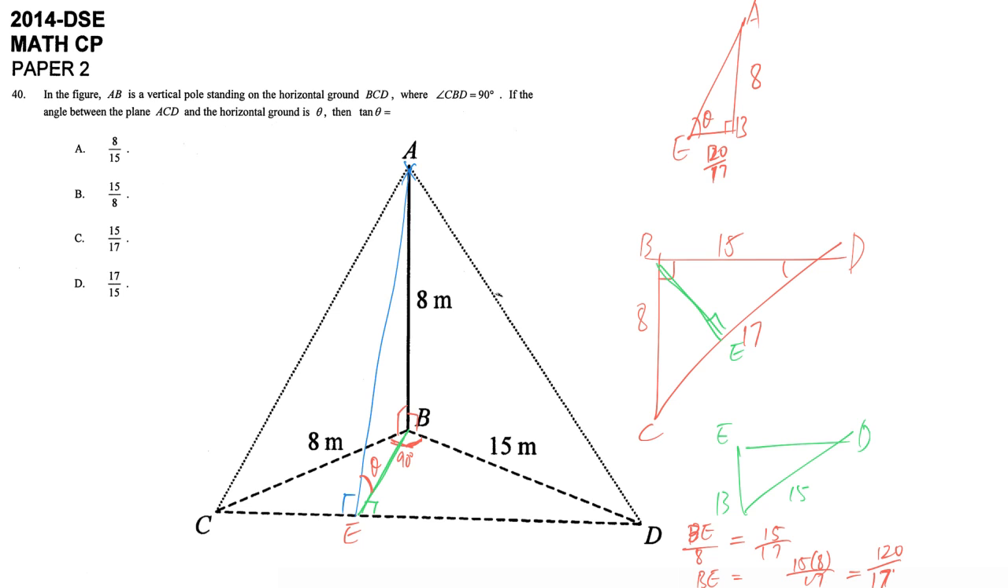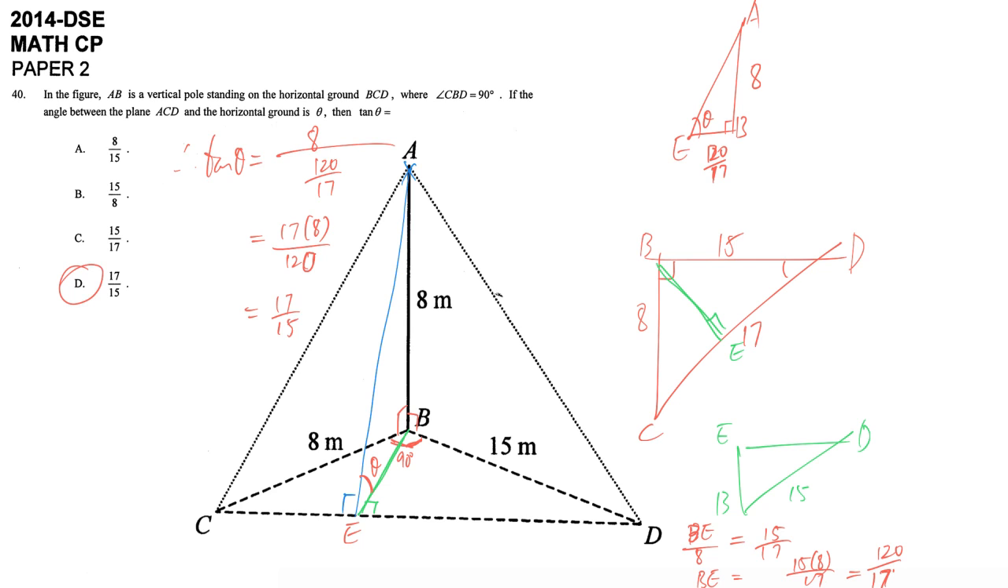Then we write down the tangent ratio. Therefore, tangent theta is equal to opposite divided by 120 over 17, so 17 over 15 is the answer. The answer is D.